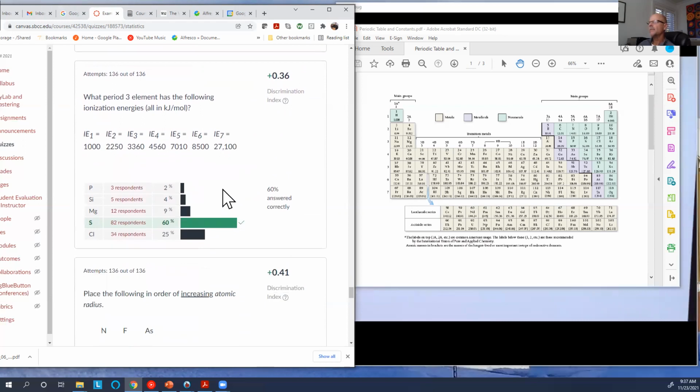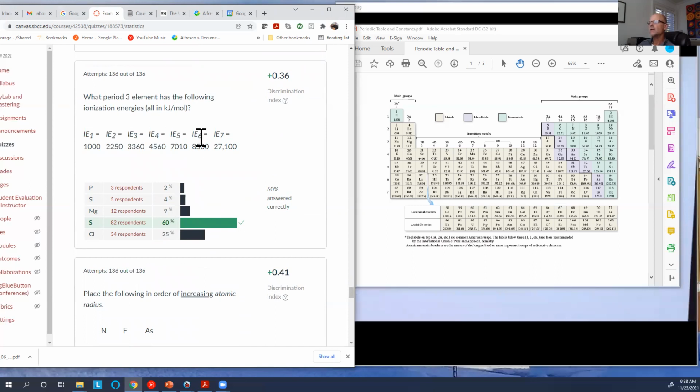What period 3 element has the following ionization energies? Well, what you can see here is that the ionization energies go up pretty regularly, 1,000, 2,000, 3,000, 4,000, 7,000, 8,000, and then you have a big jump to 27,000. So remember, the jump occurs between the last valence electron and the first core electron. So what this is telling you is that all of these electrons here are valence electrons.